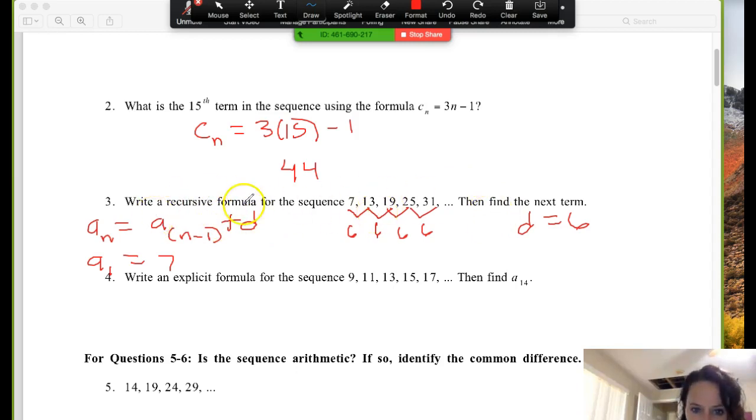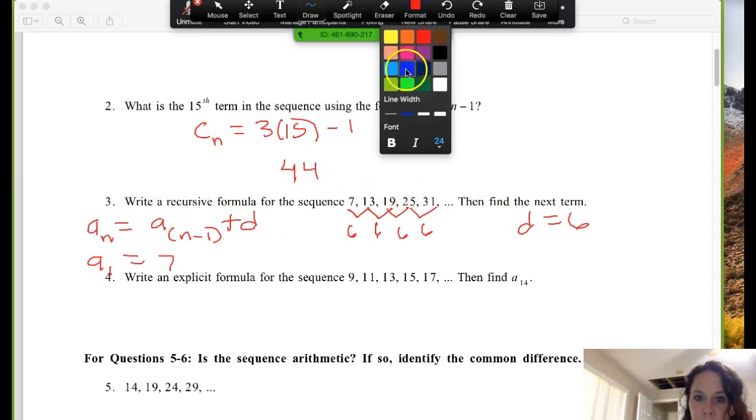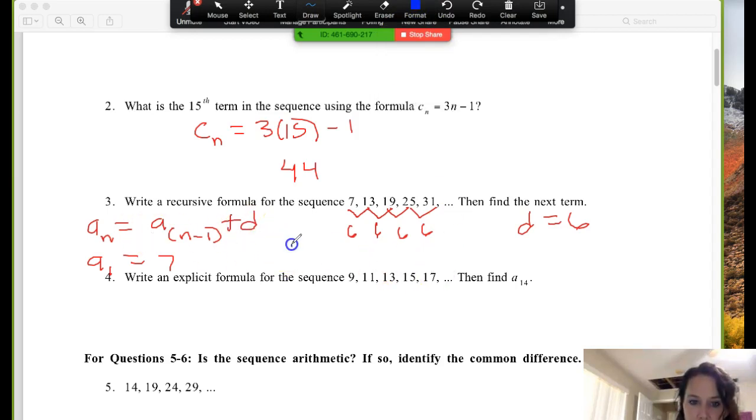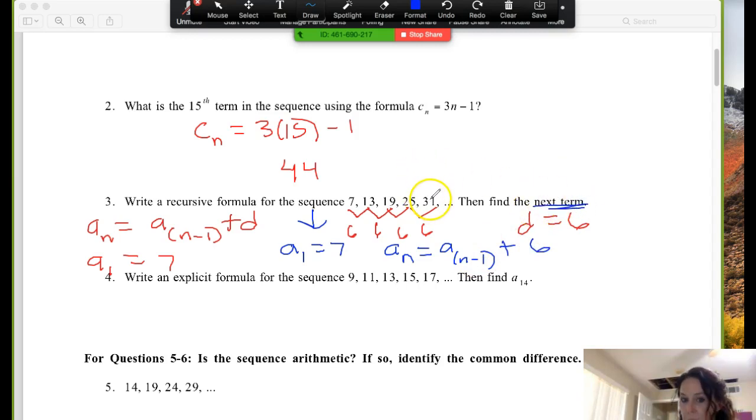So my recursive formula specifically for this sequence, because I know the common difference is 6, I know my first term is 7, and then any term, I have to state my first term, otherwise the recursive formula doesn't work because you don't know where to start. The explicit formula will work without stating the first term, but the recursive formula, you need to state where you start, because then I take any previous term, and I add on 6, my common difference. So if I want to find the next term, I take my previous term.